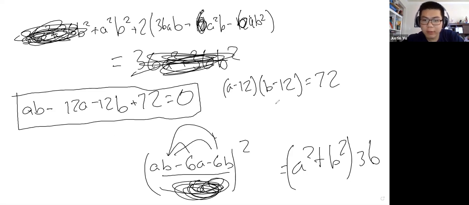All right, so now we know we want to find the number of pairs of A and B so that this works. So let me ask you all a question. How many factors of 72 are there?